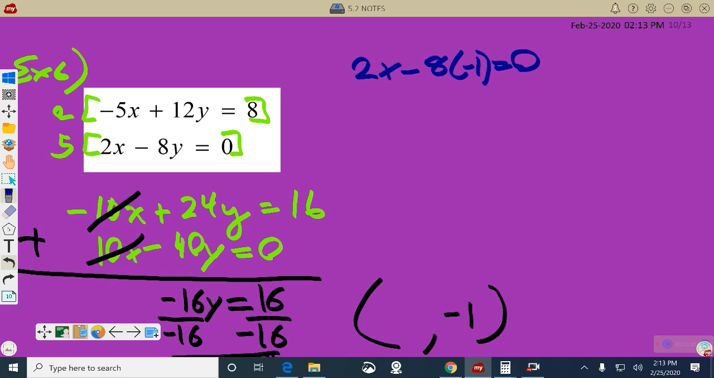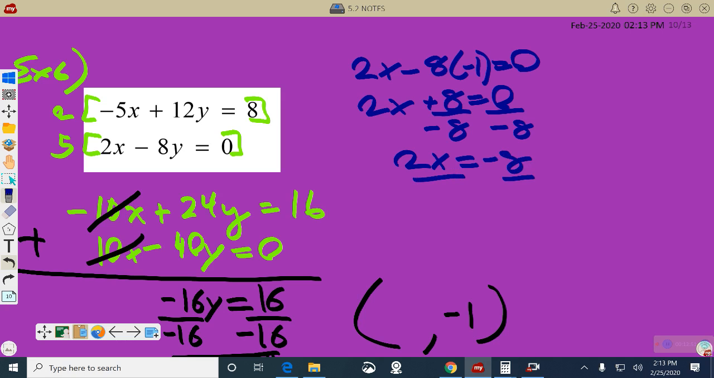Go, keep going. So 2x, negative 8 times negative 1 is positive 8. So I got 2x plus 8 equals 0. Sorry about that. He's subtracting 8 from both sides to get rid of the 8, rocking it. So 2x equals negative 8, beautiful. Now he's dividing by 2 on both sides, rocking it.